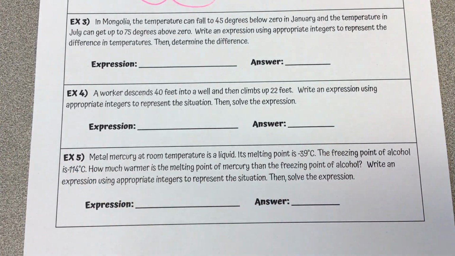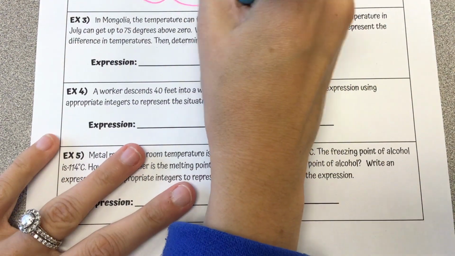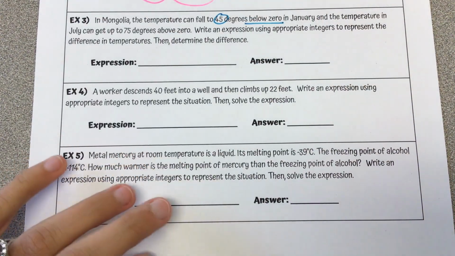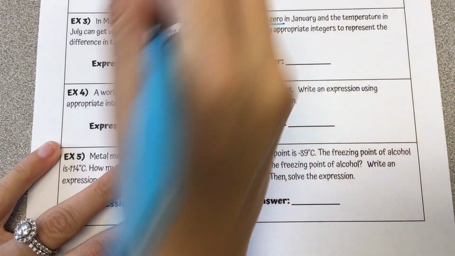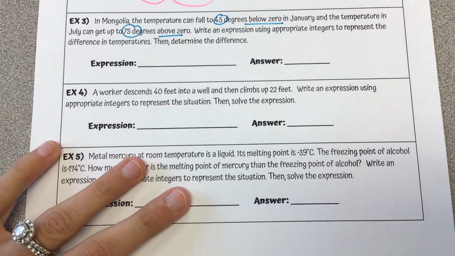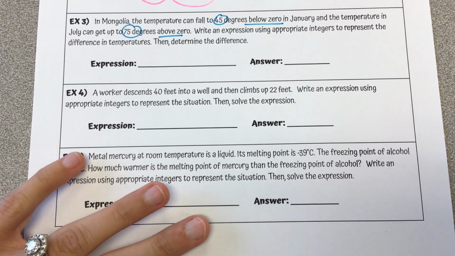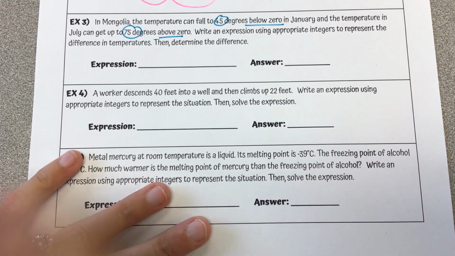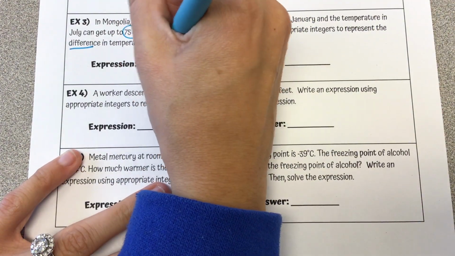Number 3, in Mongolia, the temperature can fall to 45 degrees below 0 in January, and the temperature in July can get up to 75 degrees above 0. Write an expression using appropriate integers to represent the difference in temperatures. So we want to know what is the difference between these temps. So it could be negative 45.